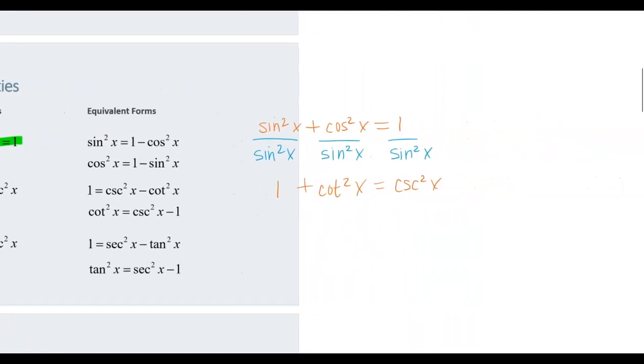And then similarly, I can do the same thing, but instead divide everything by cosine squared.